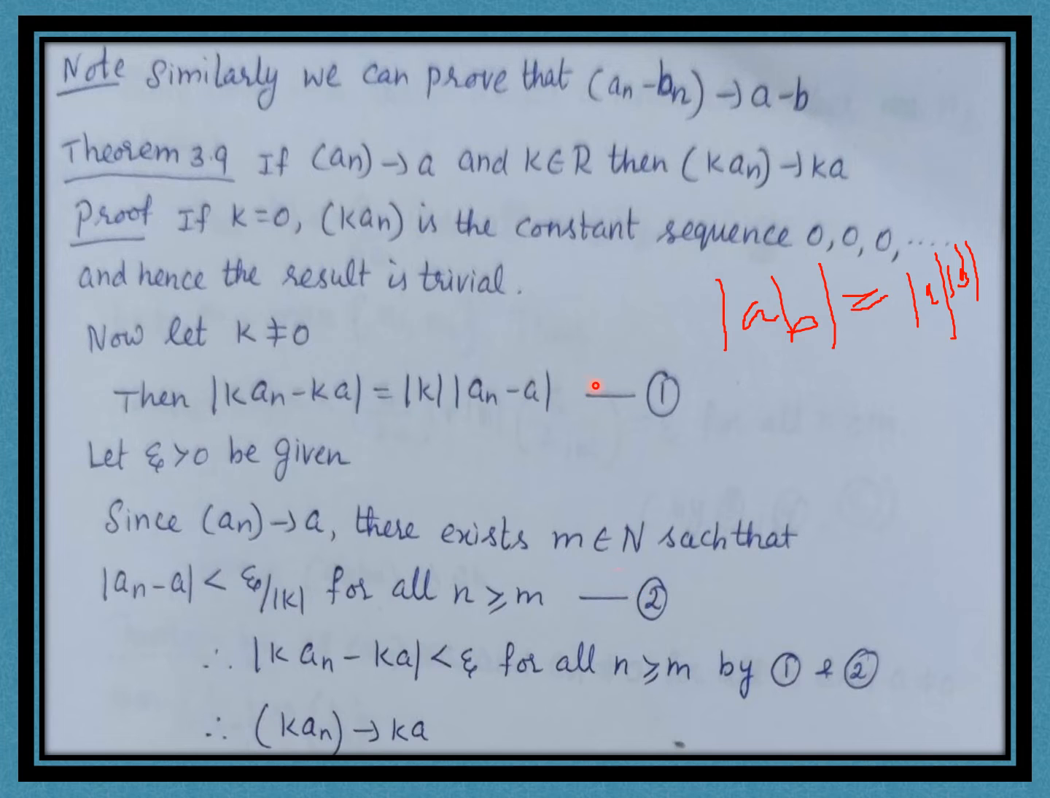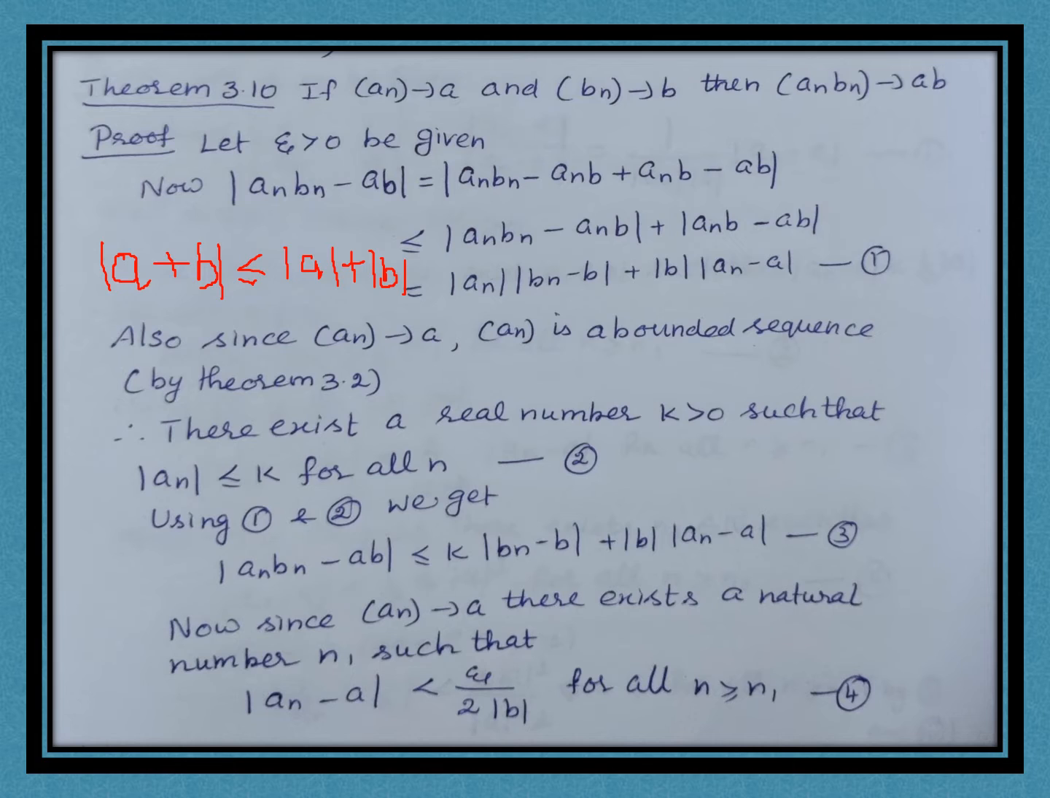Using this result in 1, we get absolute value of kan minus ka is less than epsilon. This is true for all n greater than or equal to m. Therefore, we have sequence kan converges to ka. Now let us see the next theorem.